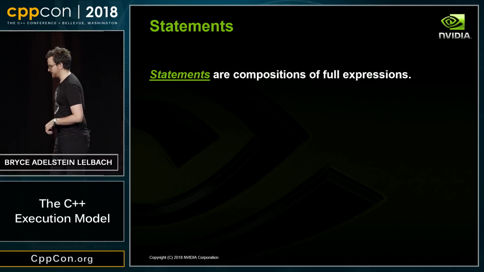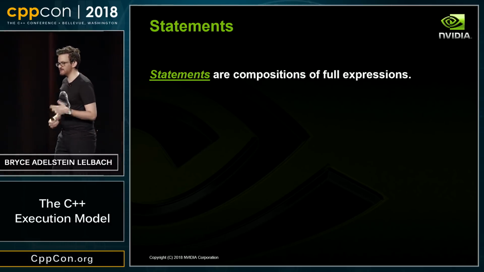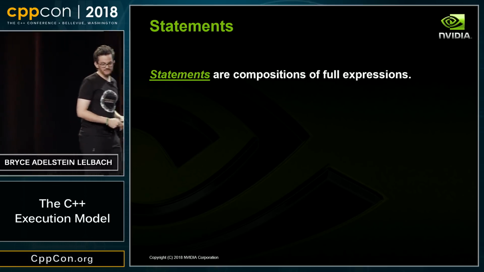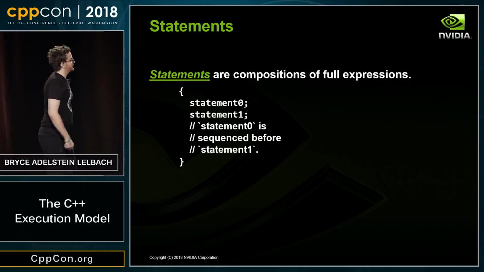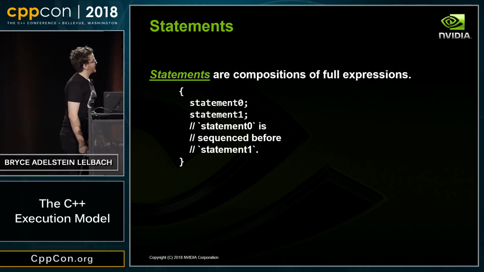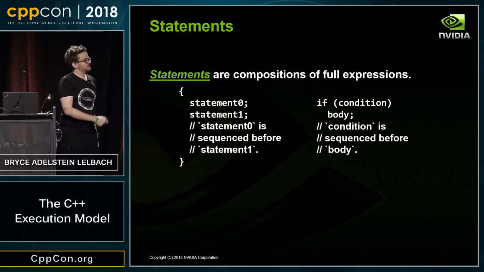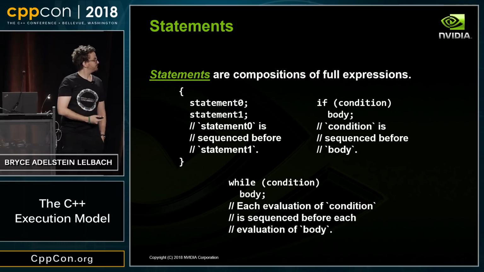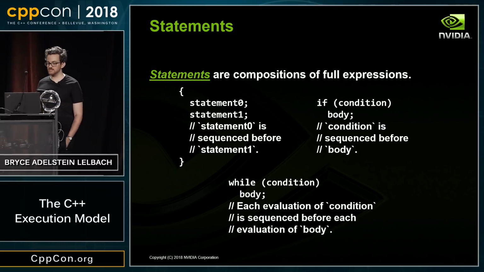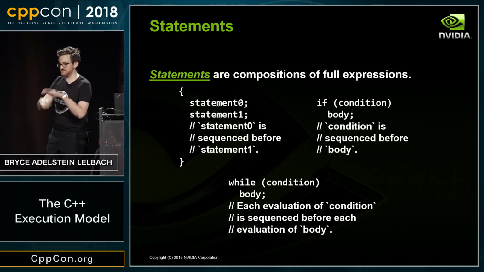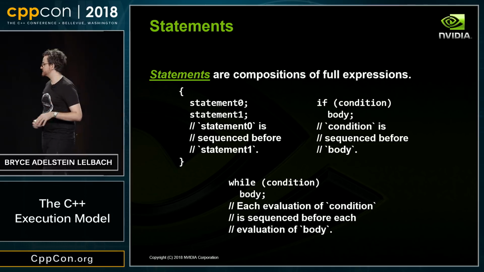So I'm not going to say much about statements, but I'll say that as far as the execution model is concerned, statements are just compositions of full expressions. So like a block statement here, statement 0 is sequenced before statement 1. In an if statement, the condition is sequenced before the body. In a while loop, every evaluation of the condition is sequenced before each evaluation of the body. And that transitive property spreads out, as you would imagine.